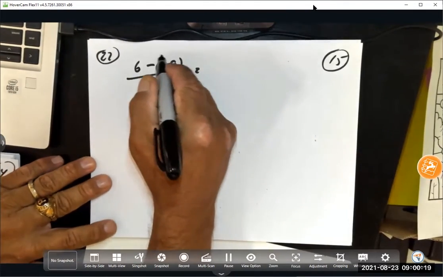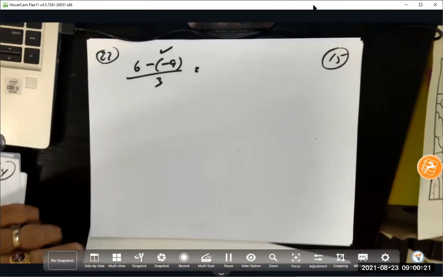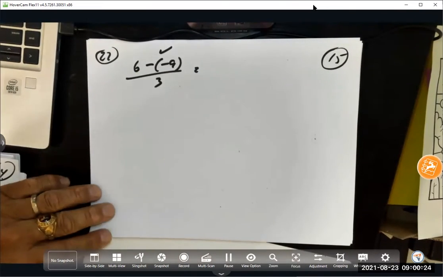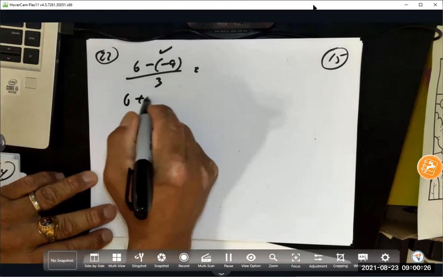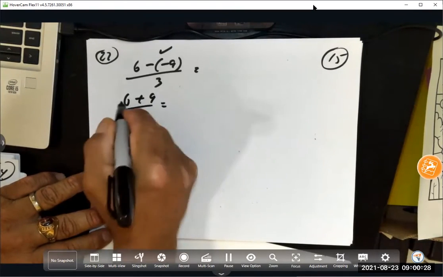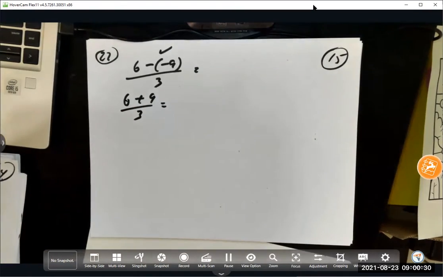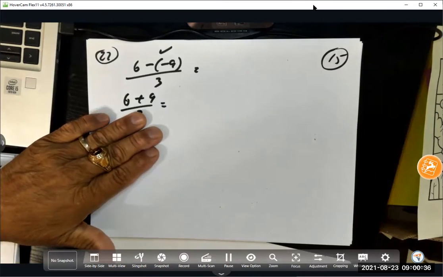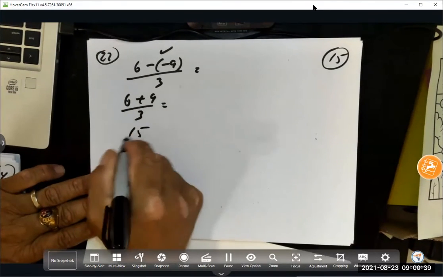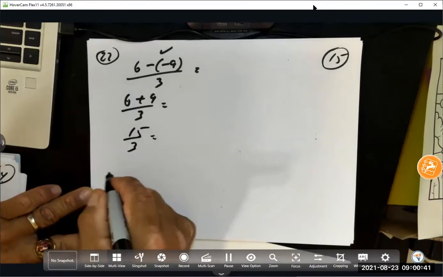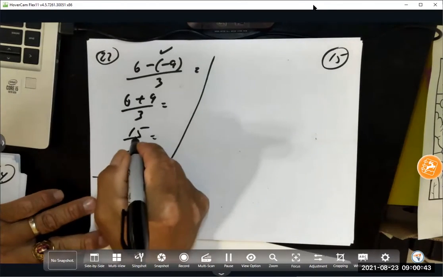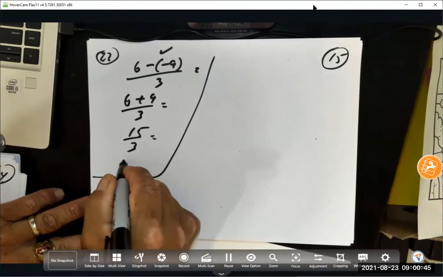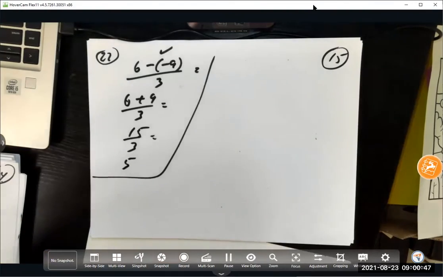Ready? So you have negative of a negative. Do I do that first? Yes or no? Parentheses. Yes. And that's going to be 6 plus 9. Everybody okay with 6 plus 9? Add them together. How much is that? 15. So 15 over 3. Can I divide those numbers? Yes, I can. What is the answer? 5. Done. Okay, let's go to the next one.